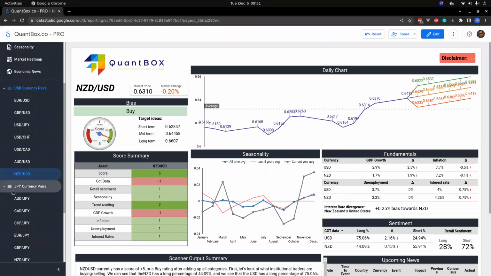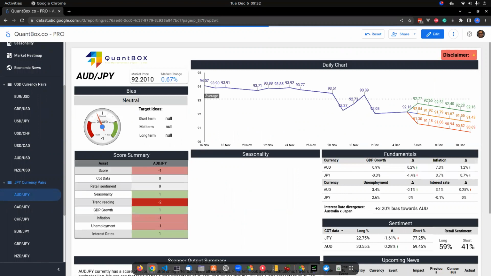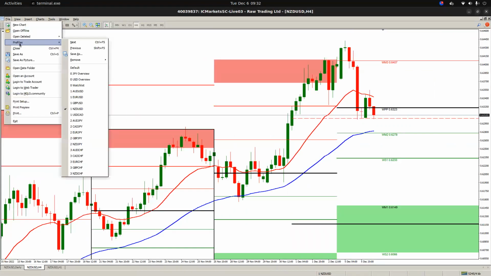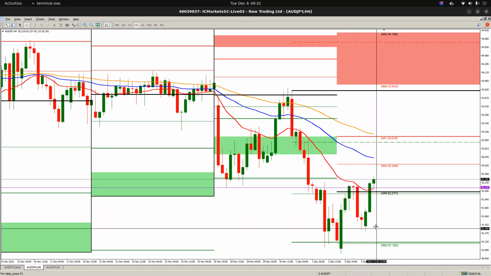In terms of Japanese yen pairs, Aussie yen, neutral. Okay, let's take a look at our Aussie yen. Is there anything that we were looking for yesterday? Okay, so we were saying, can price come down to support? Price breaks support. Now price is coming back up.